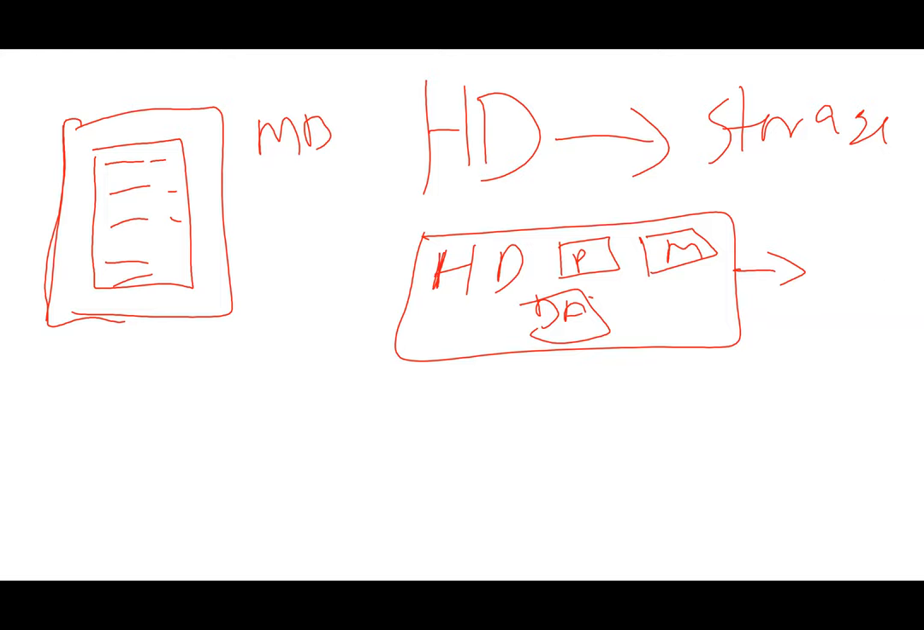So hard drive, remember that. That's what everything gets stored onto. The hard drive is where everything gets stored. The next part is, so HD is a hard drive, storage. The second one is RAM, which stands for random access memory.